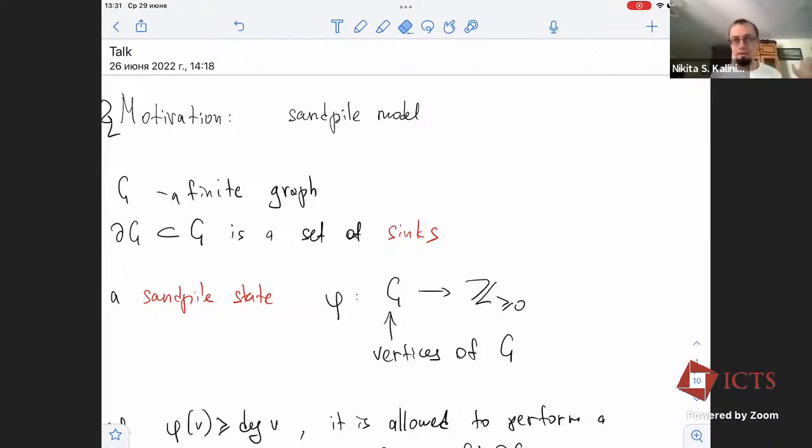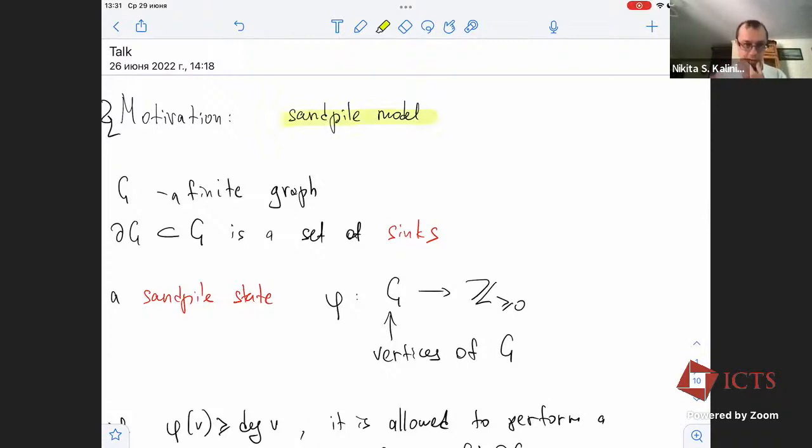I assume that everybody knows what a tropical curve is, but if not, just interrupt me at the place when I start to talk about them. Also, please interrupt me at any moment if you wish, to ask questions, because depending on questions, I have different plans for my talk. Let me start with motivation. The motivation is not tropical geometry. It's a simple combinatorial model, which is called the sandpile model.